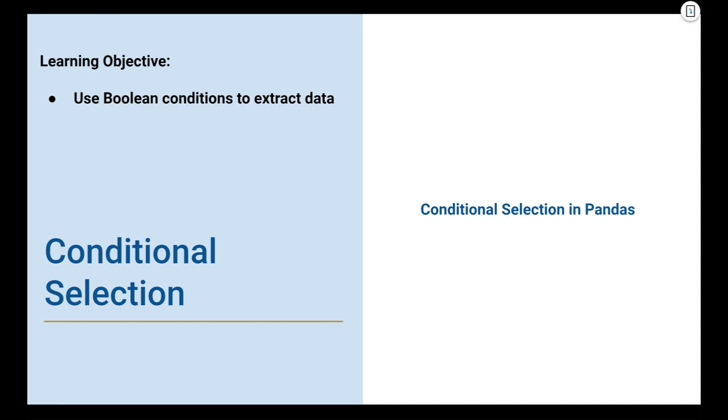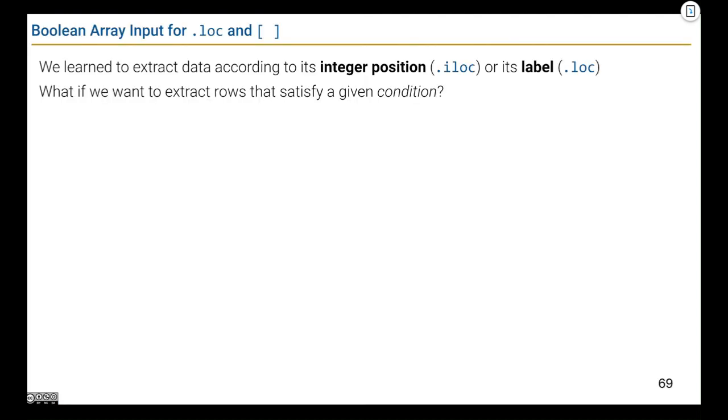Now we're going to expand on our ability to extract data from data frames and look at how we can use Boolean conditions to be more specific in what we want to extract. So far we've learned how to extract data according to either its integer position using iloc or its label using loc. But what if we want to extract rows that satisfy a given condition? Both loc and the bracket operator accept Boolean arrays as input. So let's see this in practice.